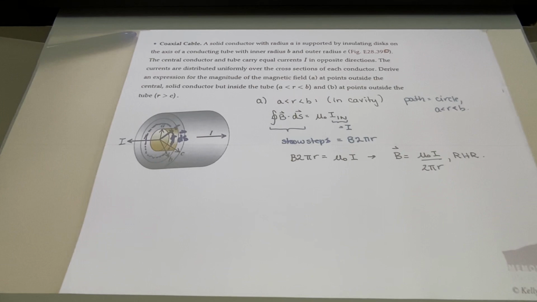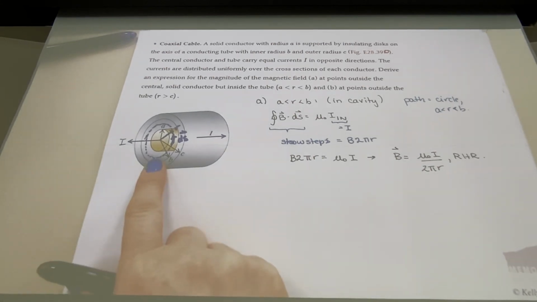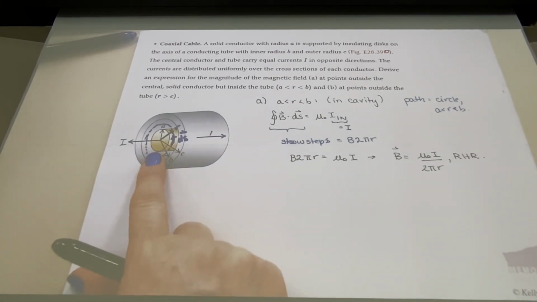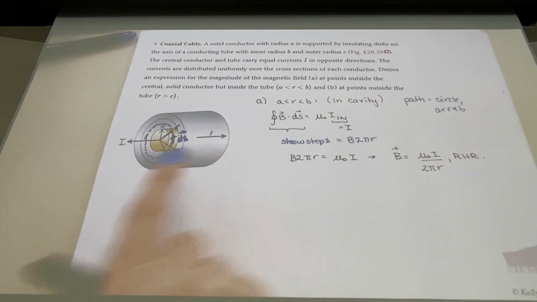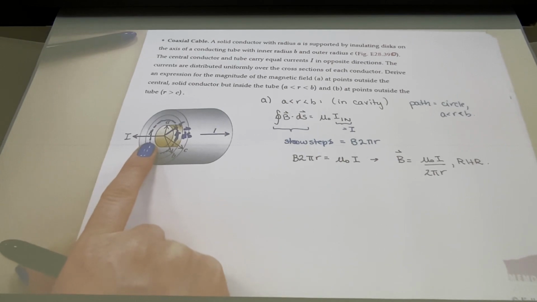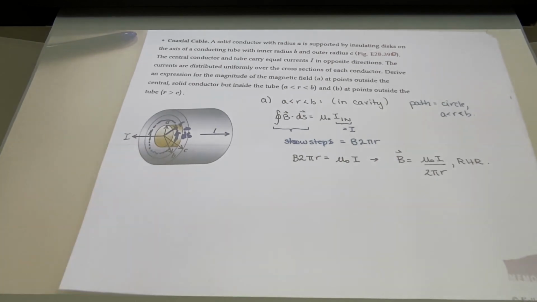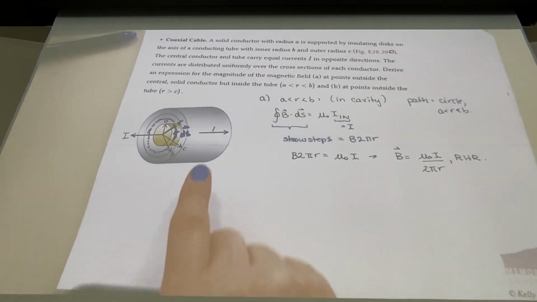When we had Gauss's law, we really stressed that the only charges that mattered were the charges inside. Same deal is true with Ampere's law. The only current that matters is the current inside the path. The fact that this outer shell has a current does not affect the magnetic field inside that cavity. It's only the currents inside the path that count. Okay, so that's an important part to notice here.